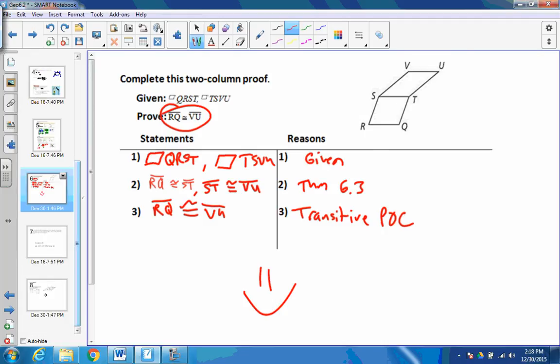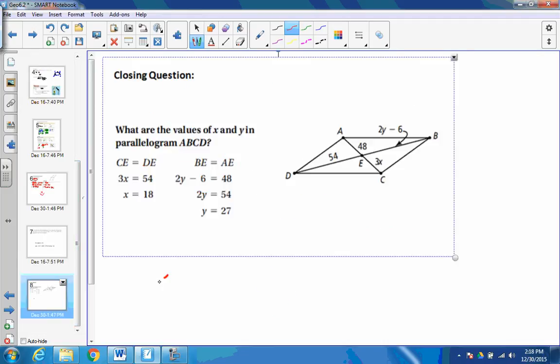I want you to think about the closing question a little bit. It says, what are the values of x and y if you're given all of that? And I want you to find the error. I believe this is an error analysis one. It doesn't say find the error. I forget, but if there's an error, find the error.